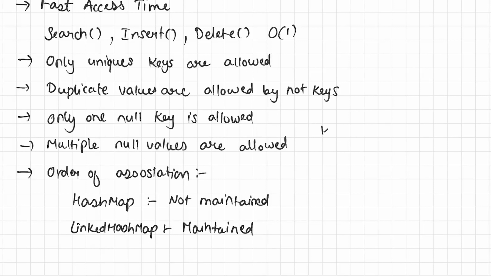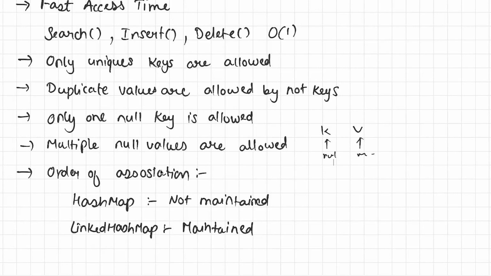Okay. So we have this key and value. In place of value, we can add multiple nulls, but we cannot add more than one null in place of key. Now the next and the last feature is: what is the order of association? Is it maintained by HashMap or LinkedHashMap?